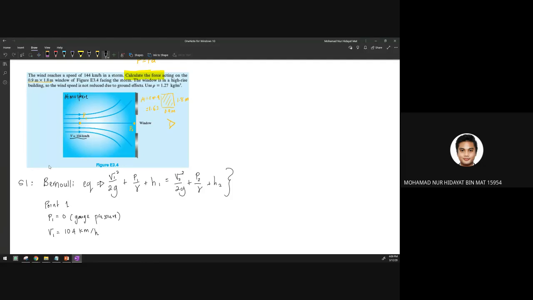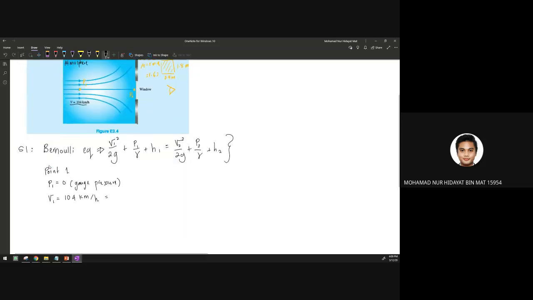Alright, I give you one task. Please convert it to SI unit, which is meter per second. What's the answer when you convert to meter per second? Afiq converts it to 28. Are you sure?